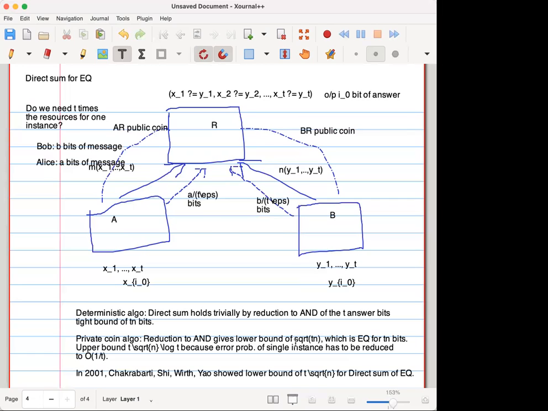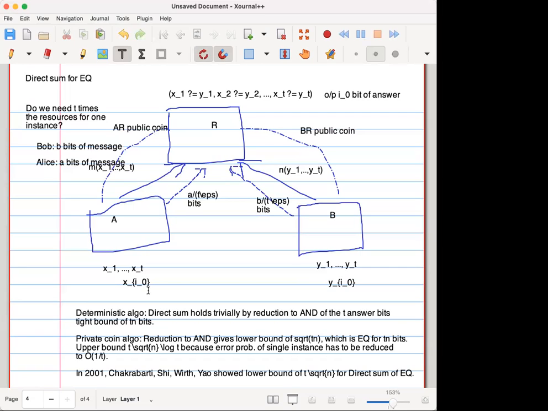Now, if t is larger than 2n, let us say t is some 10 times, then the error probability for a single instance is less than 2 to the minus 5n or something. So this is the error probability for a single instance, x comma y. For another instance, x prime comma y prime, the error probability is still less than 2 to the minus 5n.